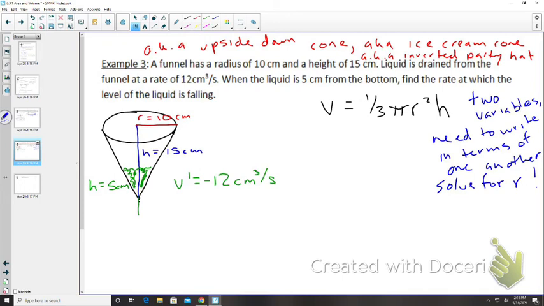Solve for R. Not a pirate's favorite letter. You may think it is, but it's really the C.